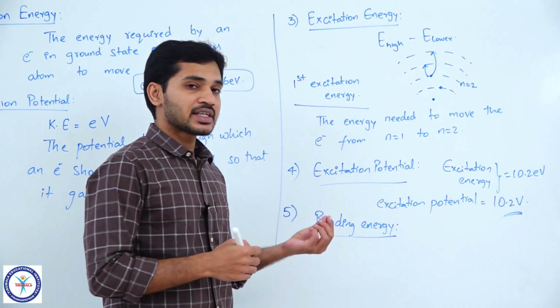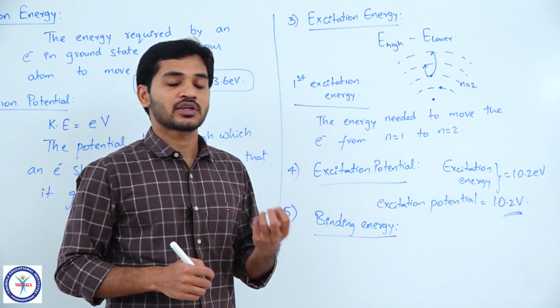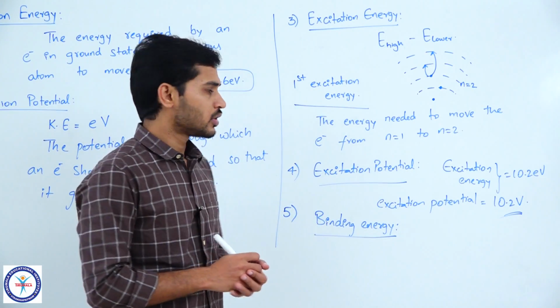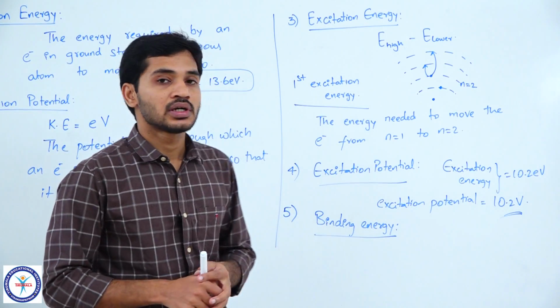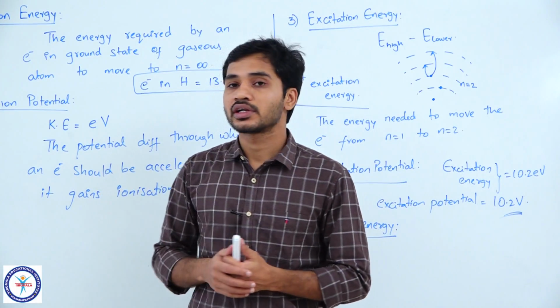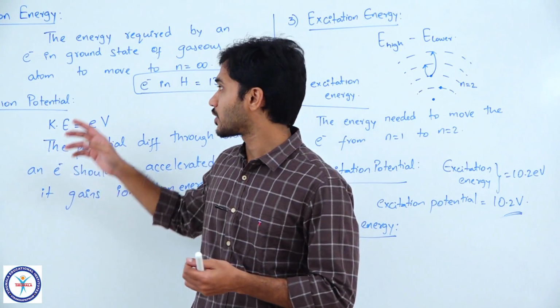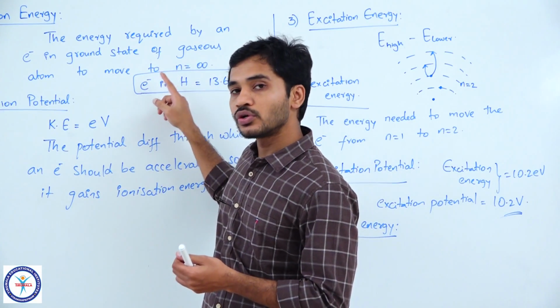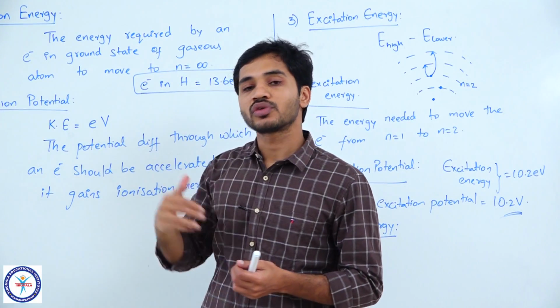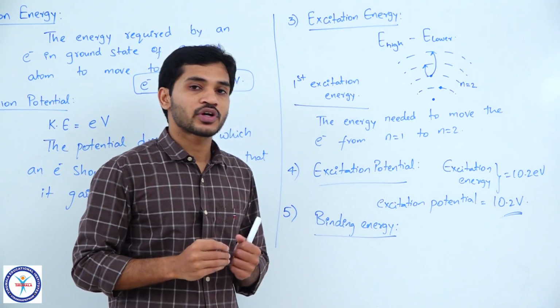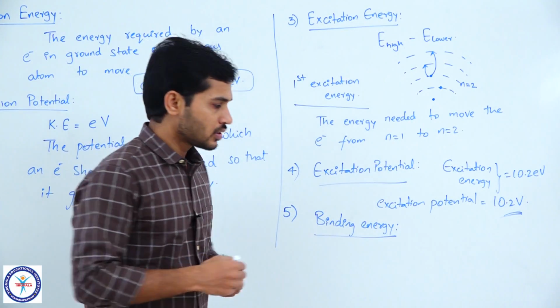It basically suggests the amount of energy that is required to remove an electron from any state in which it is present. Unlike binding energy, ionization energy is defined for an electron which is in the ground state. The energy required to move the electron from n equal to 1 to n equal to infinity is what we call ionization energy, whereas binding energy can be defined for an electron which is in any state.